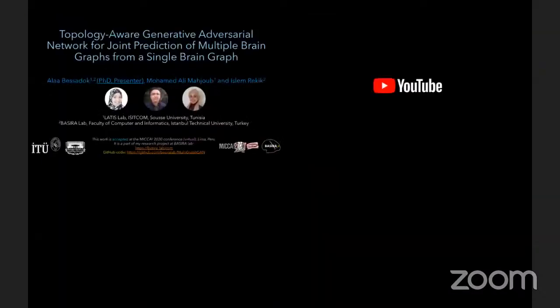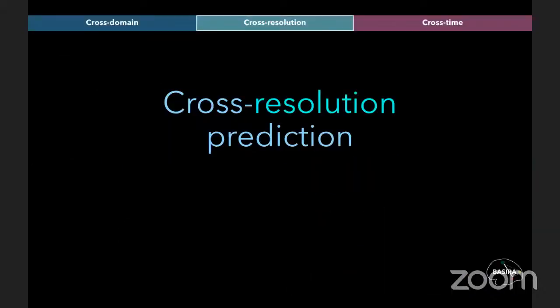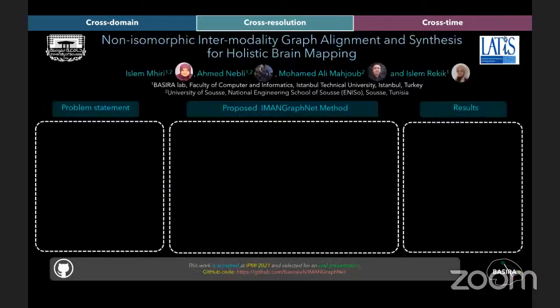You have a 20-minute video online if you want to learn about this in detail, and the code is also available on GitHub. So now I'm going to talk about this, and I think this is more important. This work excites me more because it's a very interesting problem to solve, the cross-resolution prediction. Basically, having an initial graph, we want to learn a high-resolution graph like this. How can we super-resolve graphs in general, but here we're working on brain graphs.